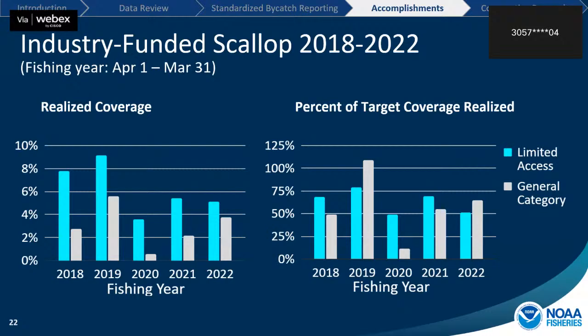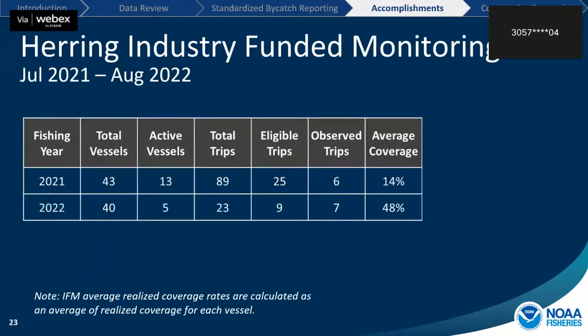Next slide, please. So this is now moving from IFS, industry-funded scallop, to IFM, herring, industry-funded monitoring. This is an update for this last quarter, or actually the current quarter that we're working on right now. In 2021, our average coverage was 14%. In 2022, we were able to make some additional headway, and we're able to get coverage of close to 50% of that fleet.